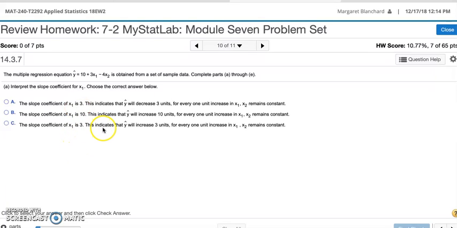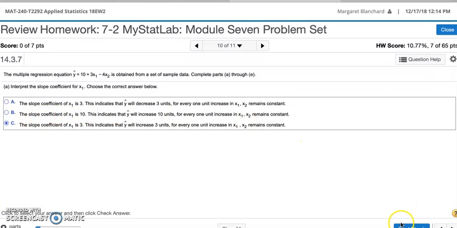Now next, it talks about this indicates that y hat will either increase or decrease 3 units for every 1 unit increase in x1, while x2 remains constant. So remember, when we're interpreting the slope coefficients, we're assuming that the other variable, x2 in this case, remains constant. So for every unit increase of x1, since 3 is a positive number, y hat will increase 3 units. If that was a negative 3, it would decrease 3 units. So since it's a positive 3, this indicates that y hat will increase 3 units for every 1 unit increase in x1, x2 remains constant. So that's answer C.